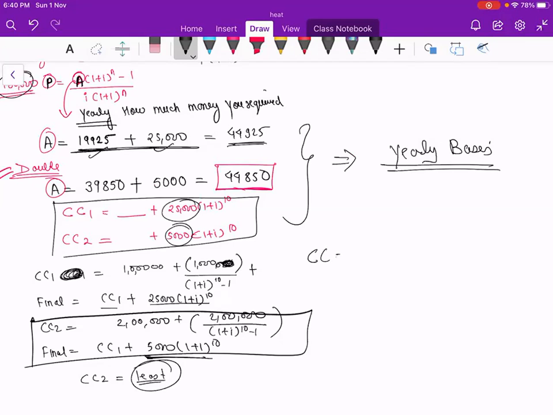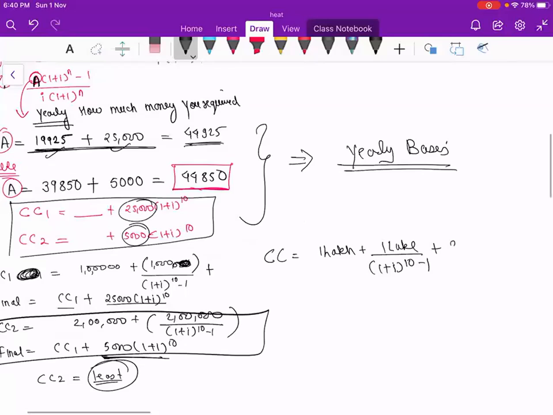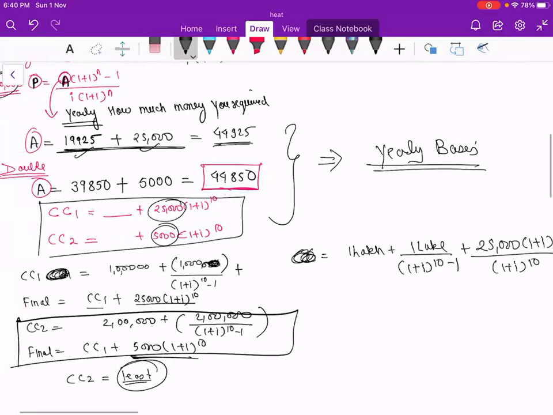CC value will be 1 lakh plus 1 lakh upon (1 plus i)^10 minus 1, plus 25,000 (1 plus i)^10 upon (1 plus i)^10. This is the final value you need for the first equipment.